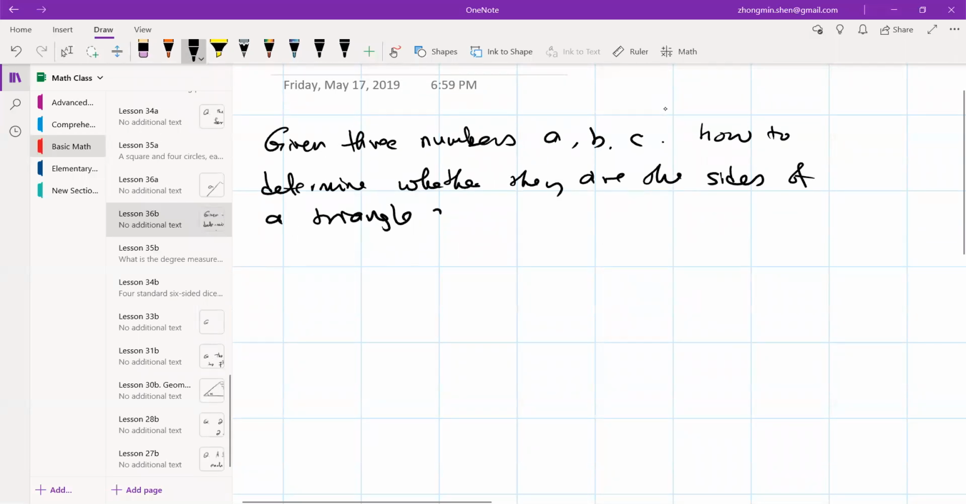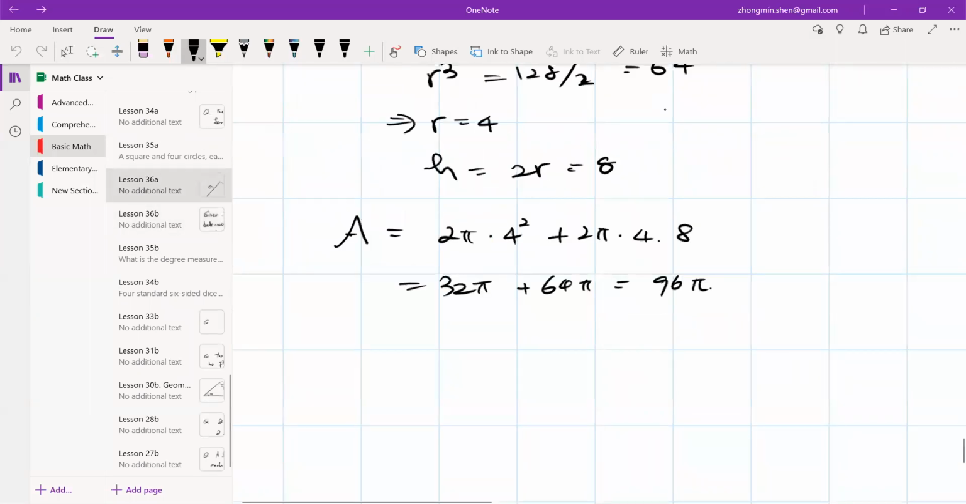The reason is, look at this. Suppose this is A. Now, if B plus C is smaller than A, then you cannot form a triangle, because if you go from one point to another point, the straight line always has the shortest length. If it goes through another point, then it's longer.